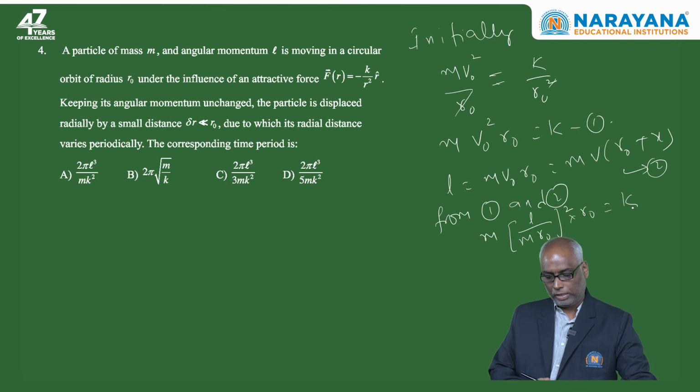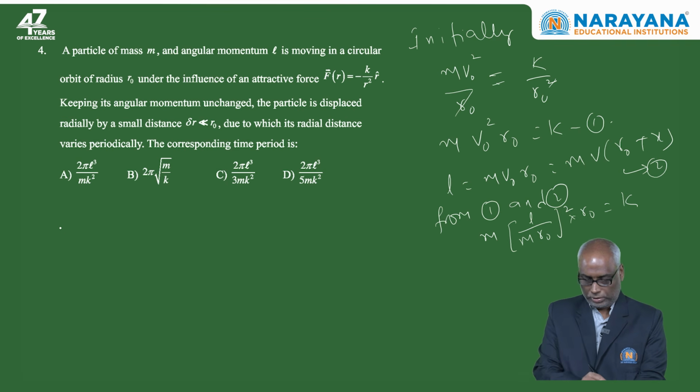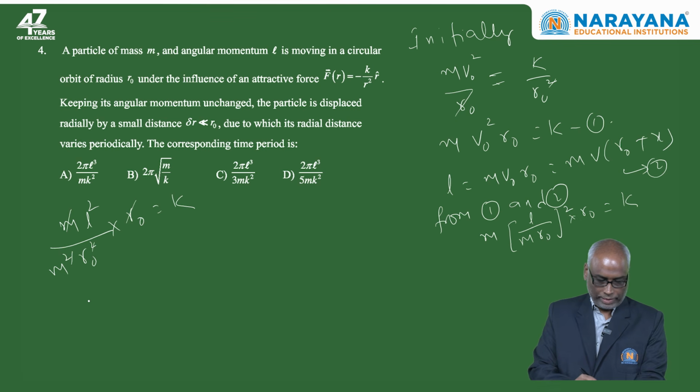So what happens is, one r naught will get cancelled. So from this equation I can say m L square whole divided by m square r naught square into r naught is equal to k. One m got cancelled, one r naught got cancelled. So from this equation r naught becomes equal to L square divided by mk.